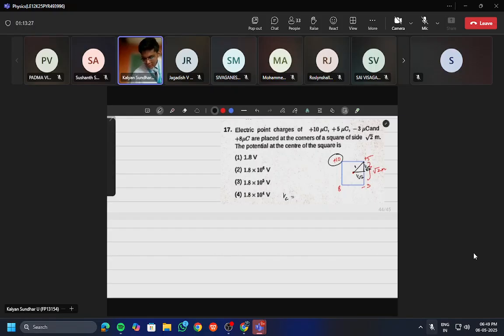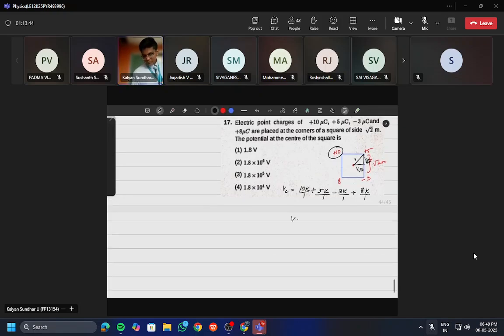Correct? So due to the first positive charge, 10k by r is 1, plus 5k by r, this is 1 by 1, minus 3k by 1, plus 8k by 1. Correct? So VC will be equal to 15, 18, 20k by 1.